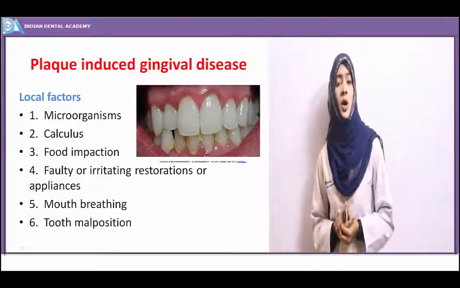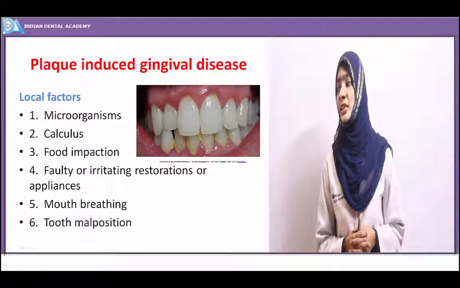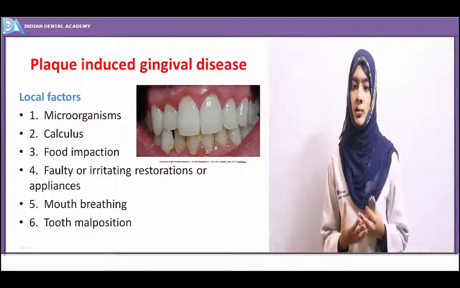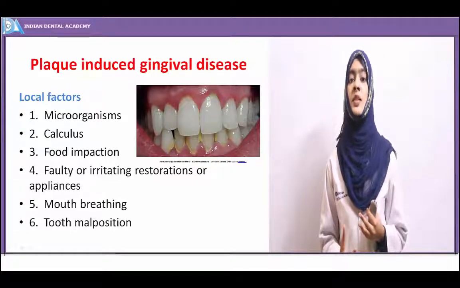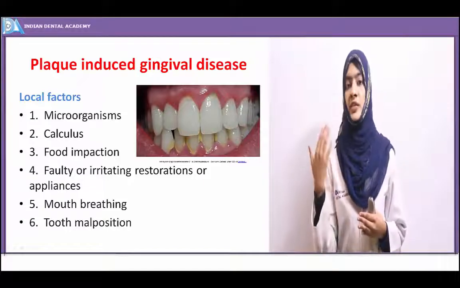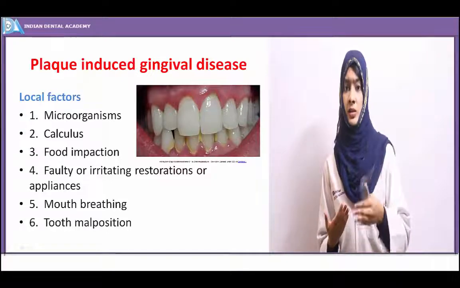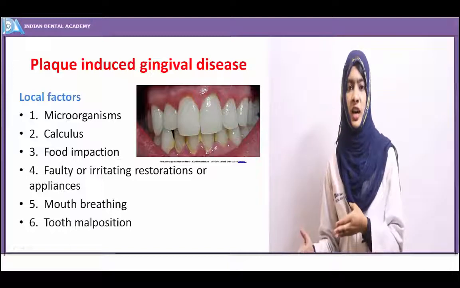Okay, the most common local factor responsible for gingivitis to begin is the microorganisms. We know our oral cavity has a lot of oral microorganisms. It is an inhabitant of oral microorganisms, which are very essential for maintenance because they secrete a few of the enzymes in the oral cavity. But it is very difficult to make out which microorganisms are useful and which are harmful.